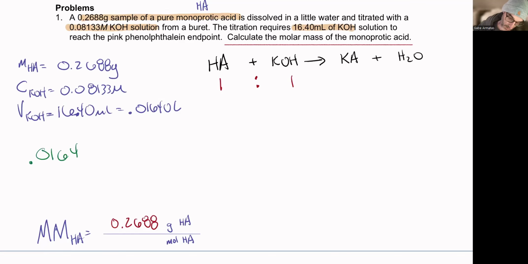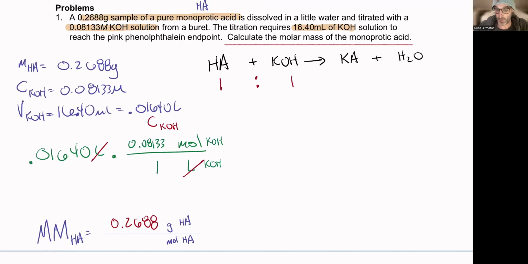0.01640 liters times fraction. I want liters to go away. I want moles to remain. This is the concentration of my KOH. So for every 1 liter, I have 0.08133 moles, and this is all of KOH. That's really important to have for this next step. So liters of my KOH solution goes away, and currently I'm left with just moles of KOH.